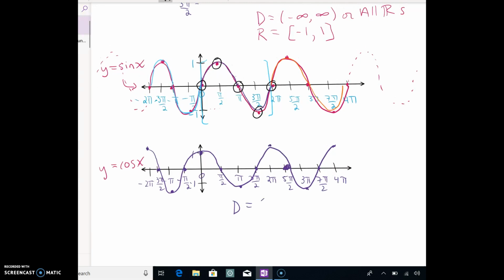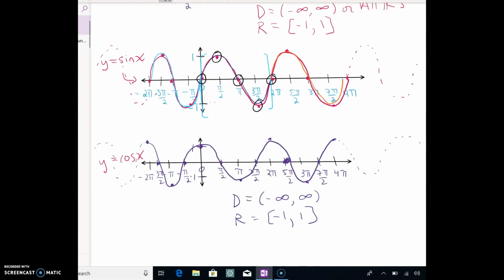So first of all, I hope you can see that the domain, we can spin around the unit circle forward as many times as we want. We can spin around the unit circle backwards, or in a negative manner, as many times as we want. So the domain still is going to be all reals, negative infinity to positive infinity. The range, same thing. We're bouncing back and forth between -1 and +1. Excuse me, we have the range at -1 and +1.